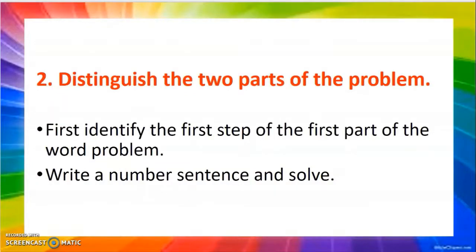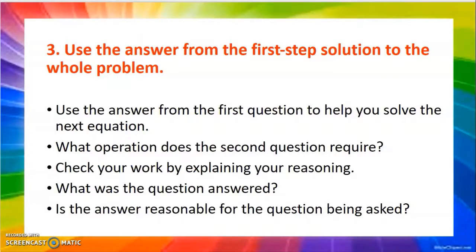Second, distinguish the two parts of the problem. So first, identify the first step of the first part of the word problem and write a number sentence, then solve. Last step, use the answer from the first step to solve the whole problem. So use the answer from the first question to help you solve the next equation.